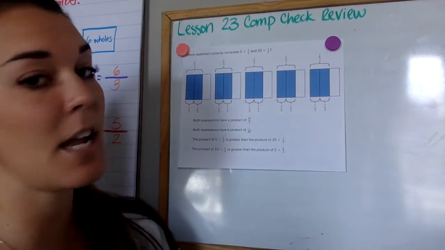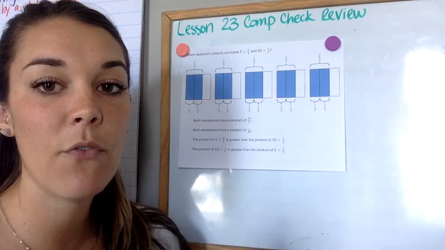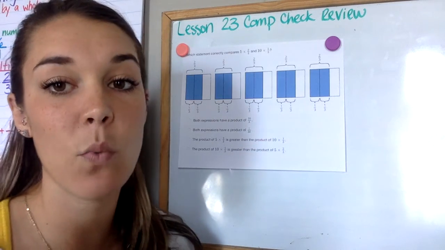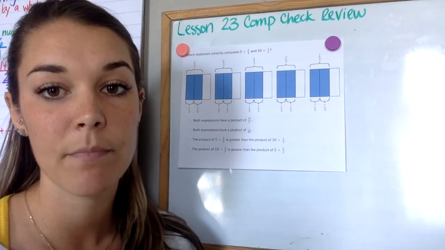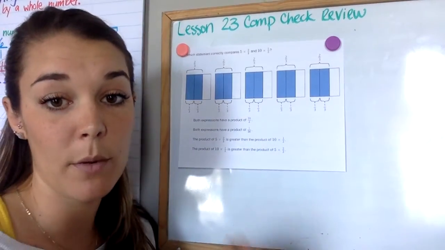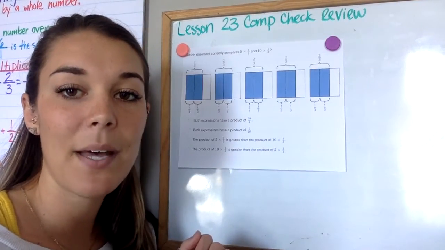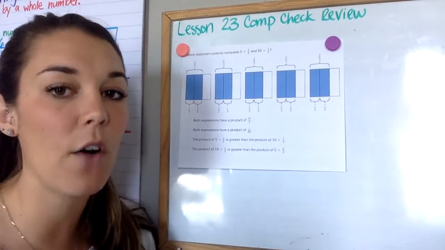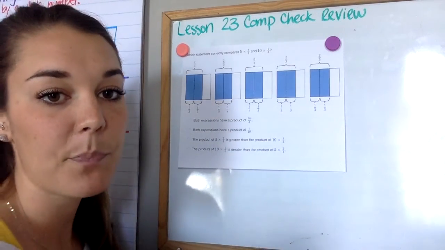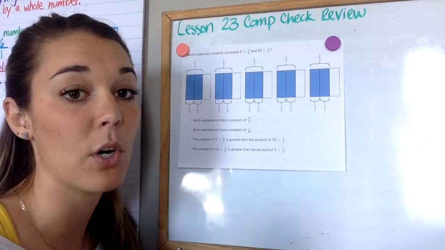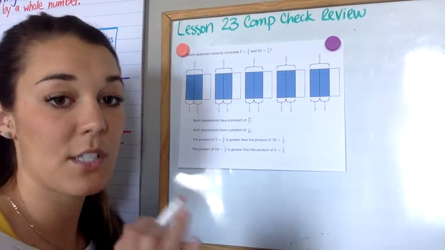It says, which statement correctly compares 5 times 2/3 and 10 times 1/3, okay? Now, it shows a visual here, which I could use to determine which answers are correct, but I always like to be really sure, guys, so I'm going to solve these problems mathematically too. So if I were you and I were taking my comprehension check, I would write this down on a whiteboard or a piece of paper. So I'm going to solve them out.